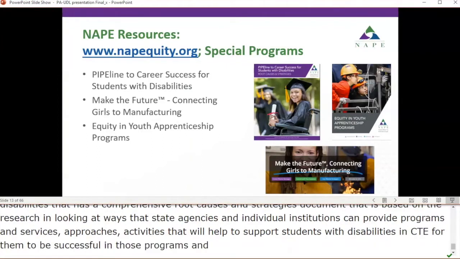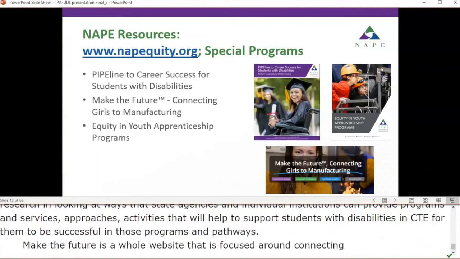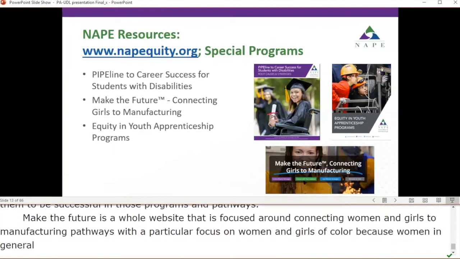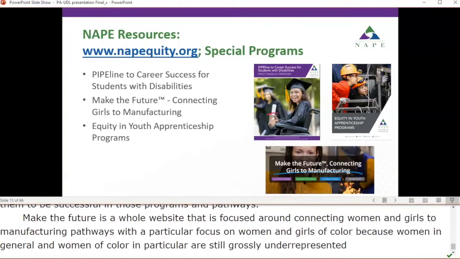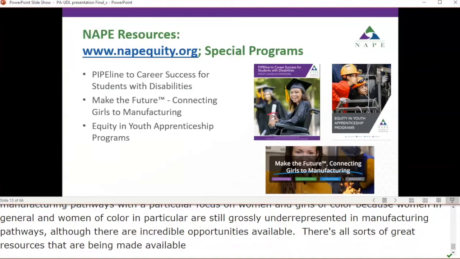Make the Future is a whole website that is focused around connecting women and girls to manufacturing pathways with a particular focus on women and girls of color, because women in general and women of color in particular are still grossly underrepresented in manufacturing pathways, although there are incredible opportunities available. And there's all sorts of great resources that are being made possible through Toyota Foundation and our partnership with them. All those resources are free and able to be accessed.